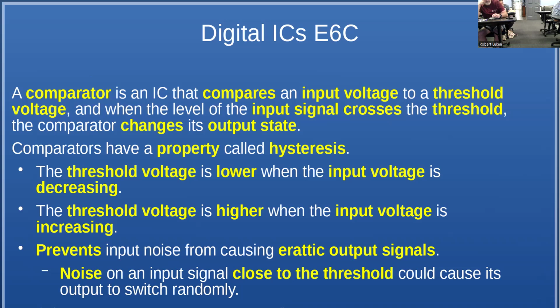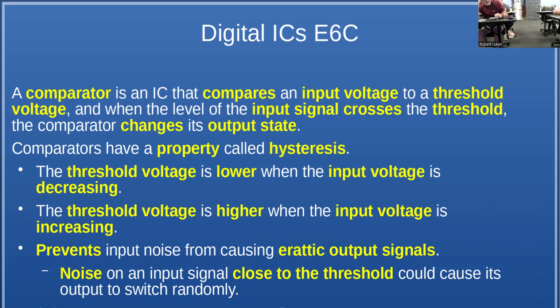In order to prevent it switching, say the threshold voltage on it was 1 volt, and you put a 1 volt signal on it, and it had a little bit of noise. So at one point it's 1.01 volts, and then it's 0.99 volts, which would be enough to cause that output to switch back and forth, because it's more than 1 and it's less than 1.